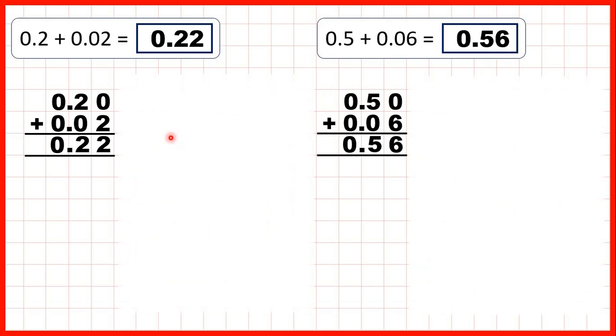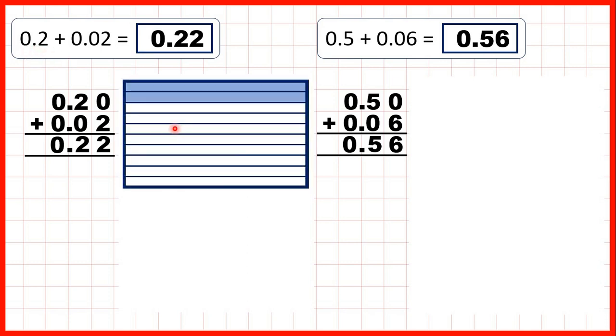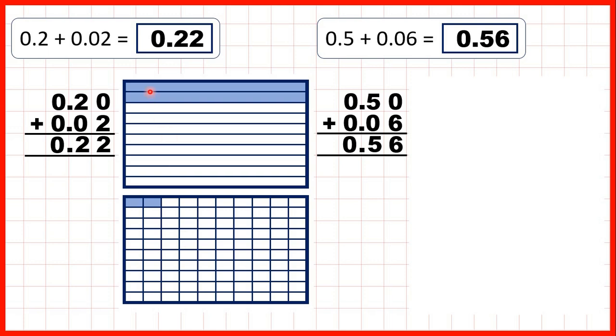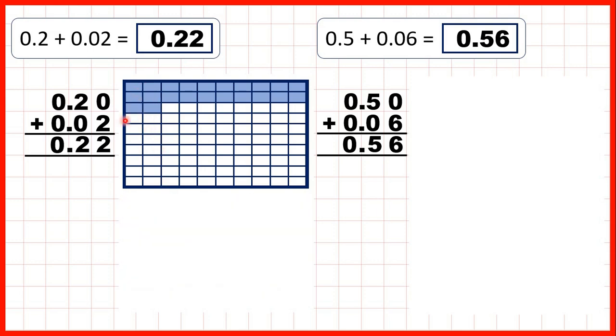Let's have a think about how this works. For this first question, we started with 0.2, so that's 2 tenths, and we were adding 0.02, so that's 2 hundredths. If we turn our 2 tenths into 20 hundredths, that's kind of what we did by putting the 0 on the end. And then when we add, we put things together. So now we can see that we have 22 hundredths, which we write as 0.22.